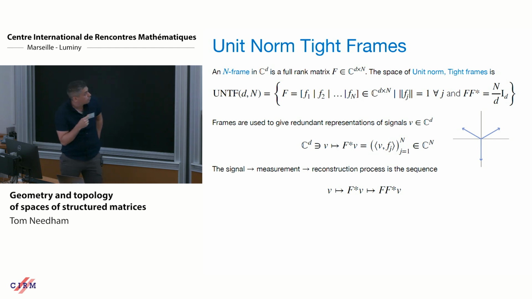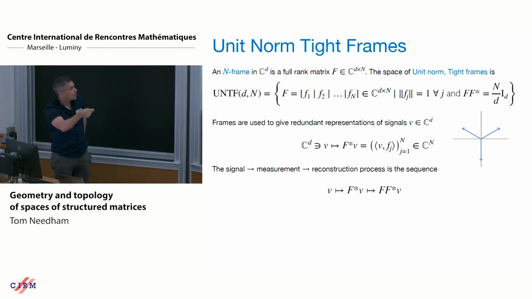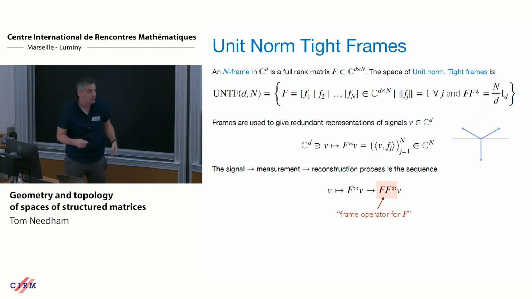So we have this process: take a signal in C^d, send it to a measurement in C^N, redundant measurements. Then I reconstruct by applying F, and I end back up in C^d. So the tightness is saying that this thing that people call the frame operator, FF*, is a multiple of the identity. So the chain of going from signal to reconstructed signal, if you're tight, is just a scaling.